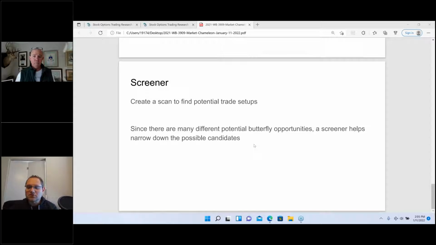And finally, we'll just use a screener to help us narrow down the candidates, because there are so many different stocks out there, so many different butterflies. How do you narrow them down? What kind of filters can you use? So these are the things that we're going to try to cover today.